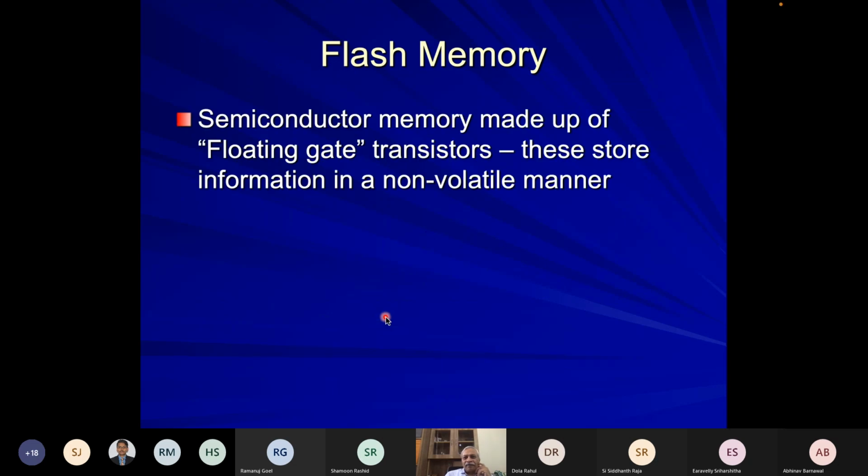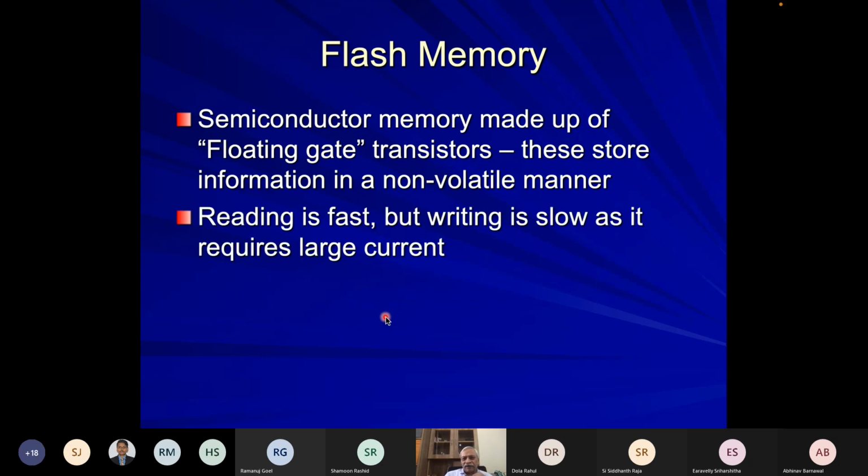Flash memory is made up of what are called floating gate transistors. So it's a semiconductor memory. Floating gate transistors are able to store information in a non-volatile manner. Reading is fast, but writing is slow. It requires larger current, and that can change slowly.